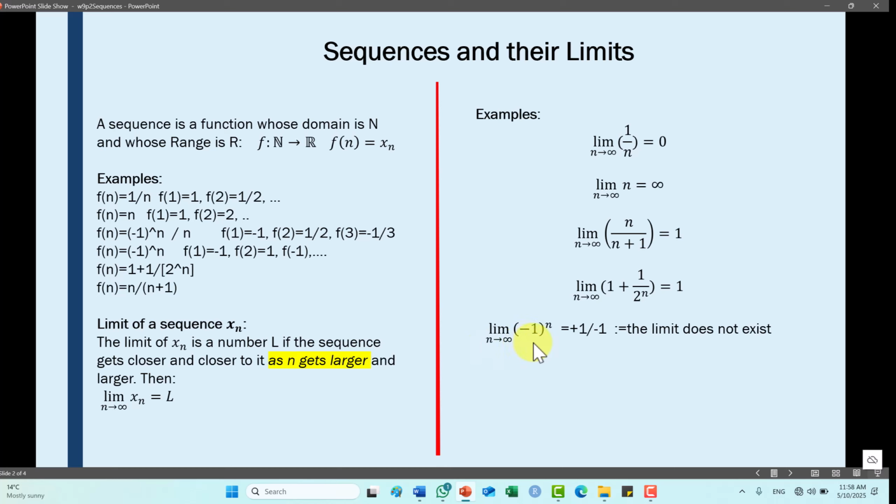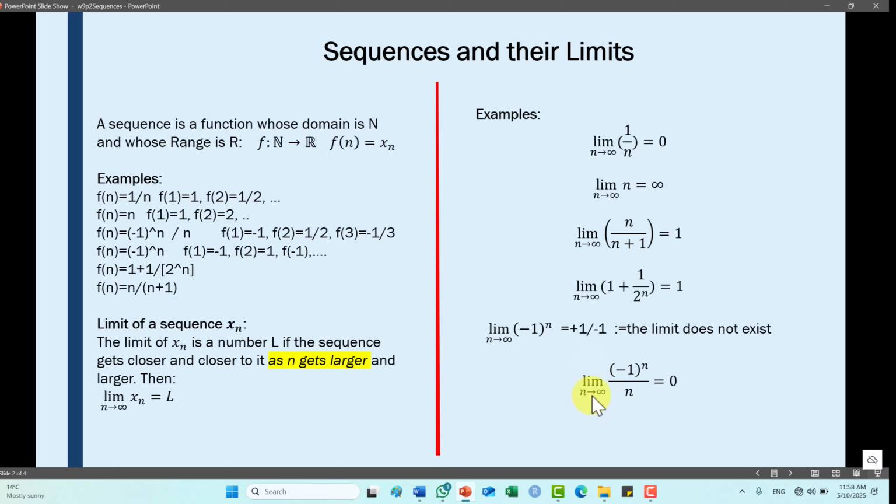The limit of minus 1 to the power n is either plus 1 or minus 1, therefore the limit doesn't exist. The reason for that is if n is an even number, this sequence approaches 1 because that would be minus 1 to the power 2, 4, and so on, which is 1. If n is an odd number, then this sequence approaches minus 1. Therefore, we have two values for the limit. So we say that in this case, the limit doesn't exist.